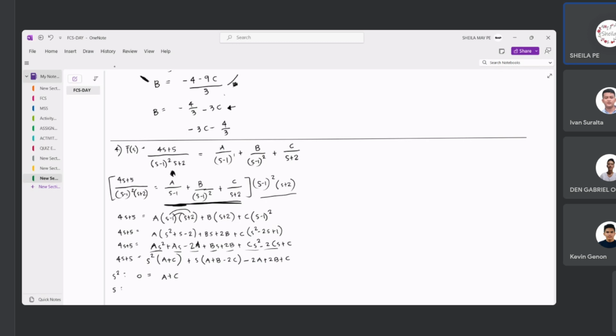Let's do the S. So we have S, sorry. Do we have S on the left? Yes, the coefficient is 4. And we have A plus B minus 2C for S. For our constant, we have 5 for the left side and negative 2A plus 2B plus C at the right side.